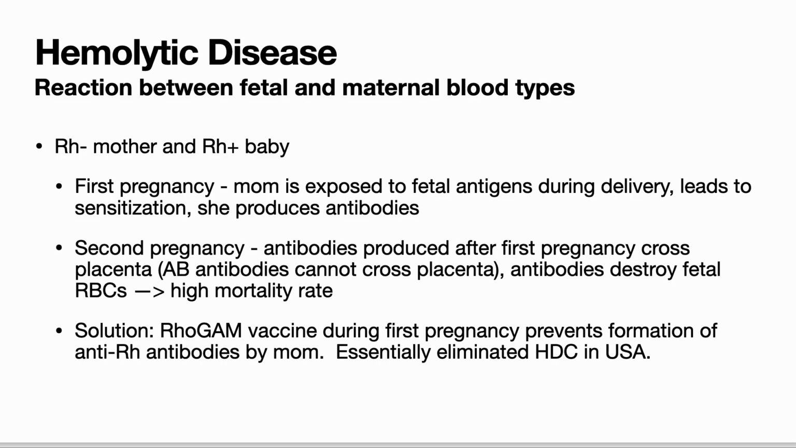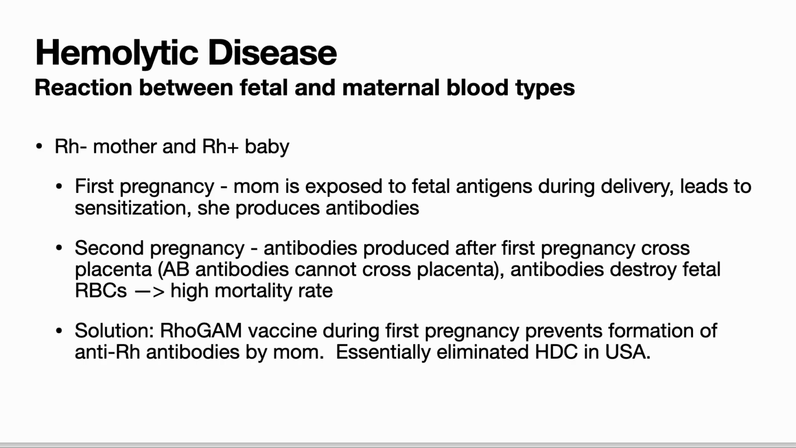Then if she gets pregnant again and the second baby is also Rh positive, mom now has antibodies against that Rh positive factor, and those antibodies can cross the placenta. That's kind of interesting because the AB antibodies are too big and they can't get across, but the Rh ones can. So if mom has Rh antibodies and the baby is Rh positive, then mom's immune system will destroy the fetal red blood cells because of the presence of that Rh factor. And that leads to a high mortality rate for the developing embryo or fetus.